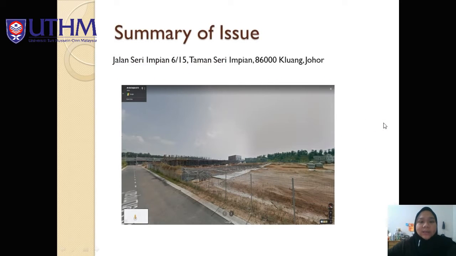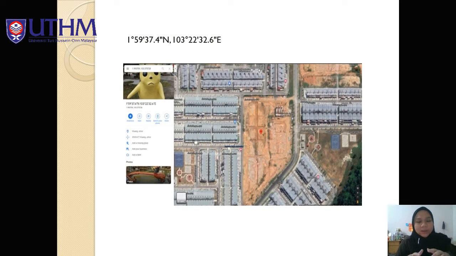So, for the summary of issue, the first picture is our construction area at Jalan Sri Impian 6/15, Taman Seri Impian 86000 Keluang Johor. The second picture is also our construction area, which we can see from above. We took it from the satellite. Our construction area is located 77.7 kilometers far from our main building, which is in Senai. The whole journey will take 54 minutes by car from the main building of our company to the construction area.